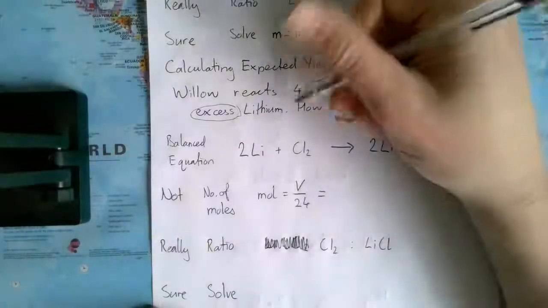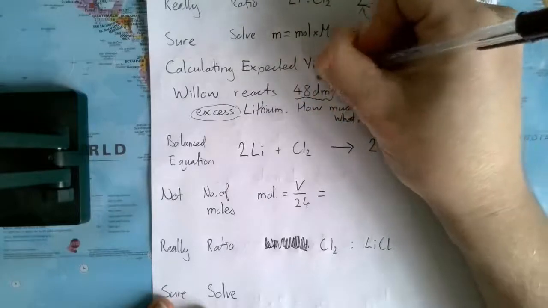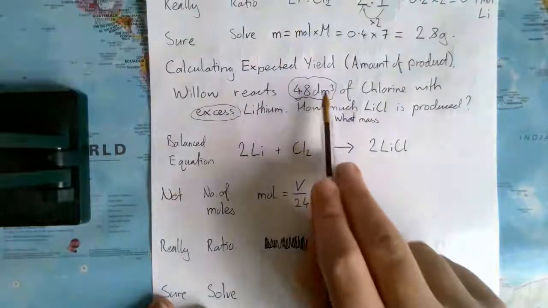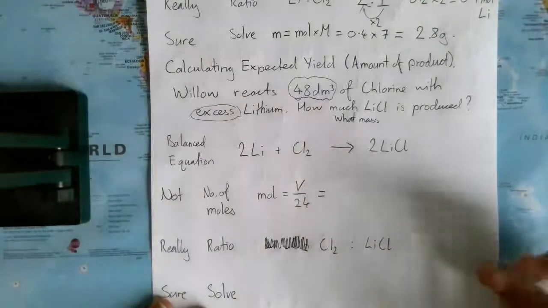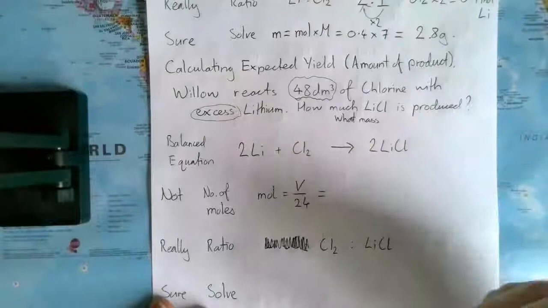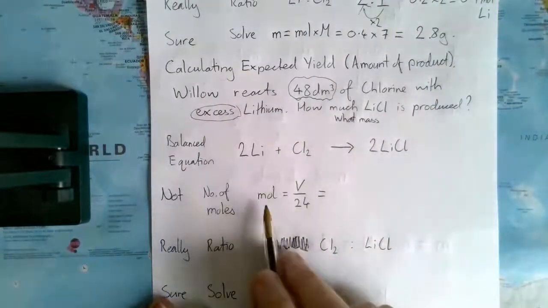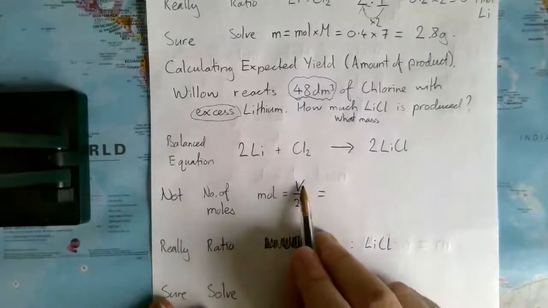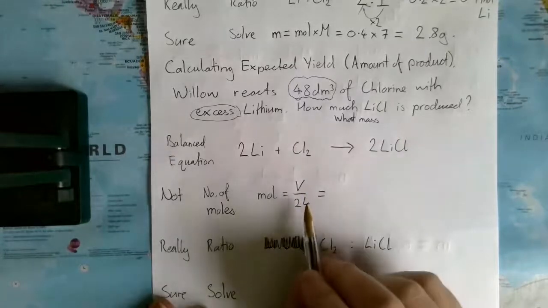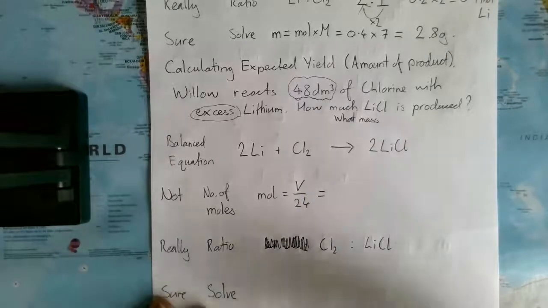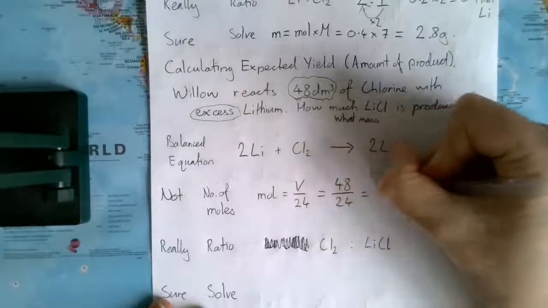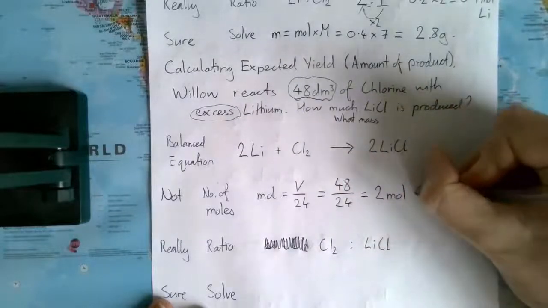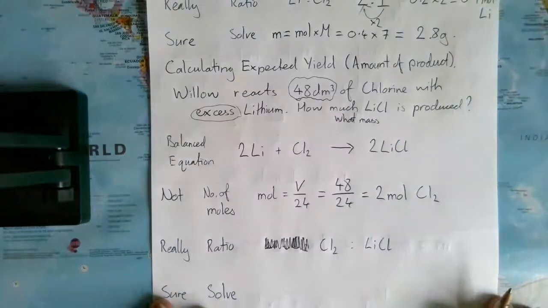Now, the examiners have been a little bit sneaky here. Pay attention to your units. Chlorine's a gas. We haven't been given a mass this time. Because it's a gas, you could also be given a volume. So we remember the equation. Number of moles is the volume divided by 24. Remember, every gas has a volume of 24 decimeters cubed for 1 mole. So here, 48 divided by 24, and that means that we have 2 moles of chlorine gas.